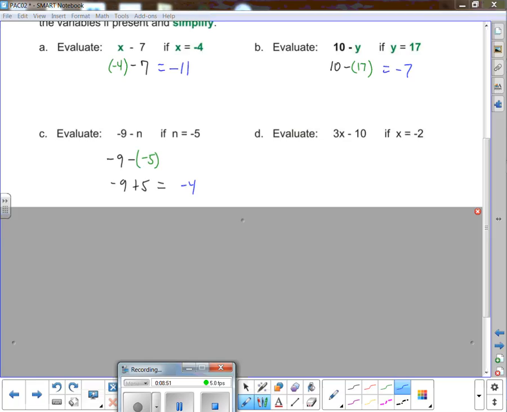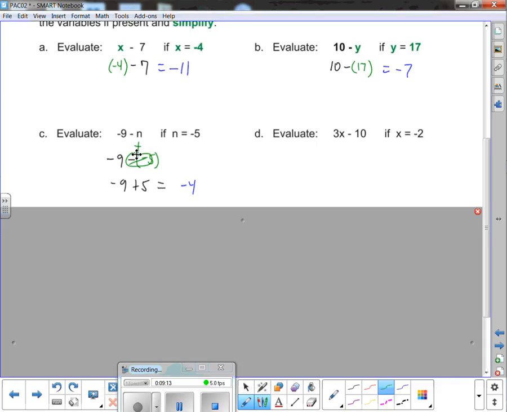So a lot of you correctly dealt with that minus the minus, right? Because there's the minus from the original problem and the negative from the -5. And so you correctly assessed that minus a minus is a plus. 9 negatives and 5 positives leaves you 4 negatives. All right, so be careful.